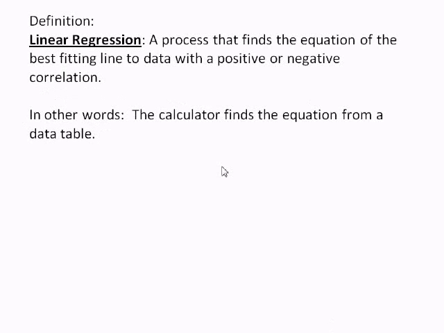To get us started, we've got a definition, which is linear regression. Linear regression is a process that finds the equation of the best fitting line to data that has a positive or negative correlation. In other words, the calculator is going to find an equation from a data table for us. Please note, again, that the data has to have a positive or negative correlation.